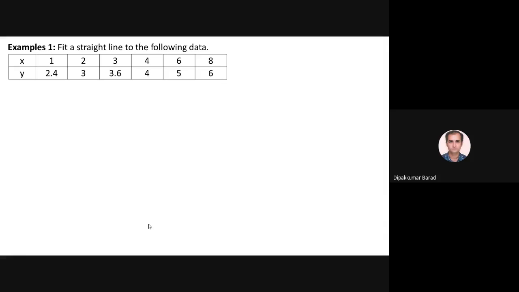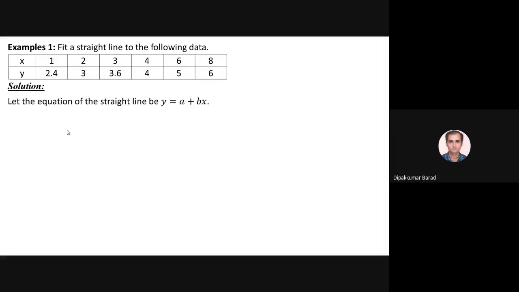Example 1: find a straight line for the following data. Here we have x and y: x1 y1, x2 y2, x3 y3, x4 y4, x5 y5, and x6 y6. So we have 6 pairs of x and y, and we want to find a straight line, y equal to a plus bx.